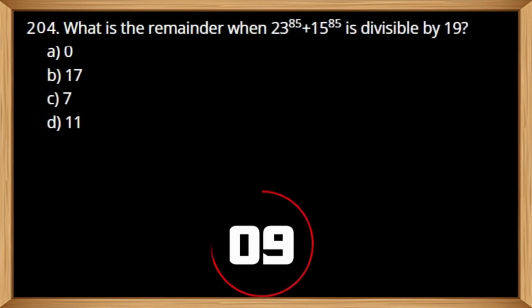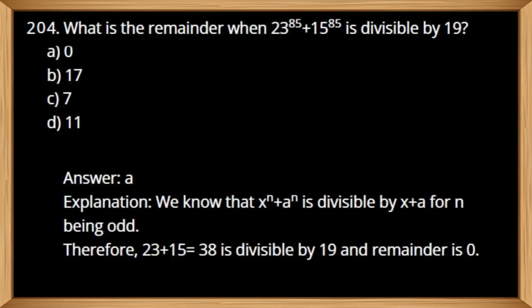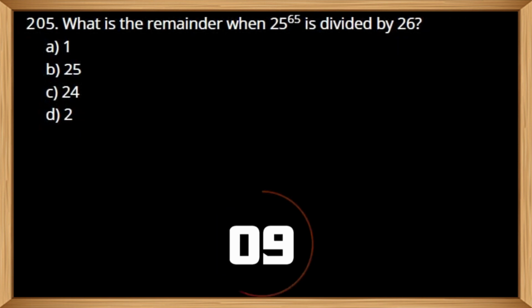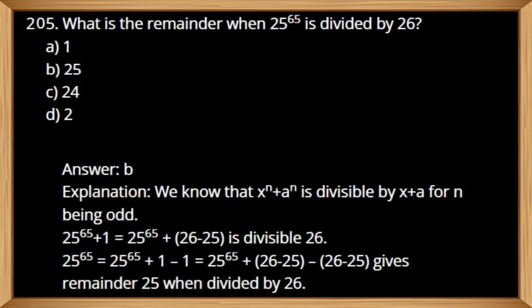What is the remainder when 23 power 85 plus 15 power 85 is divided by 19? Option A, 0. What is the remainder when 25 power 65 is divided by 26? Option B, 25.